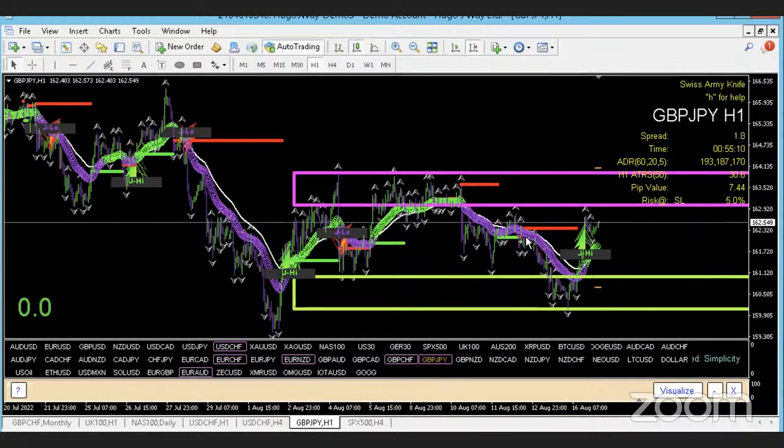So GBPJPY is next on our radar. Again, notice how this really lines up. Perfect simplicity signal. Got kind of a janky double bottom here, janky W. We can live with that.